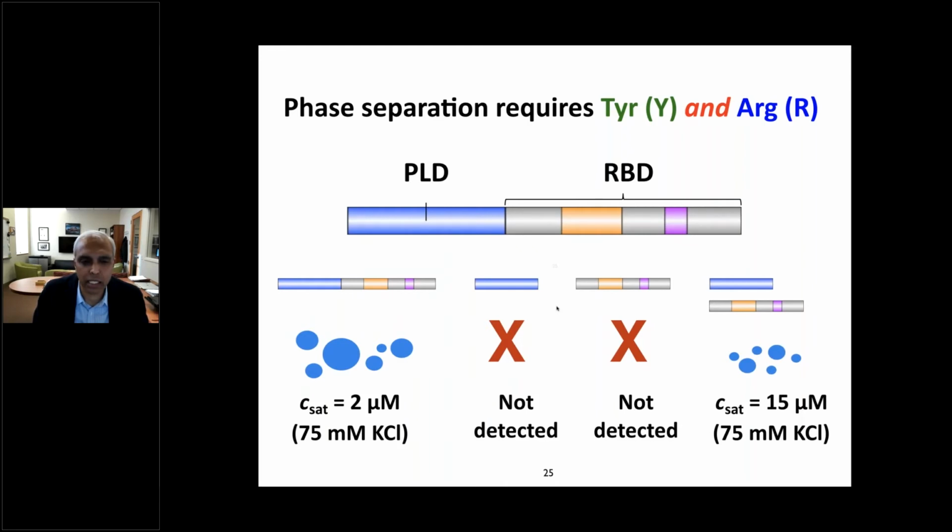But if one were to mix these two domains in trans, you measure a joint saturation concentration that's 15 micromolar, clearly indicative of the fact that the complementary interactions between the components of the PLD and the RBD are required to drive phase separation. And of course, putting them together in a single chain appears to enable the cooperativity of phase separation, as evidenced by the significant lowering of the saturation concentration.